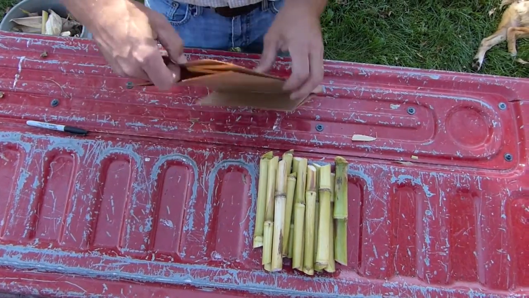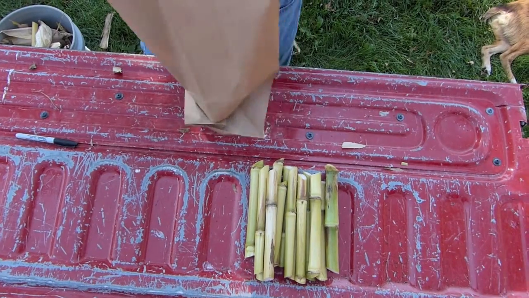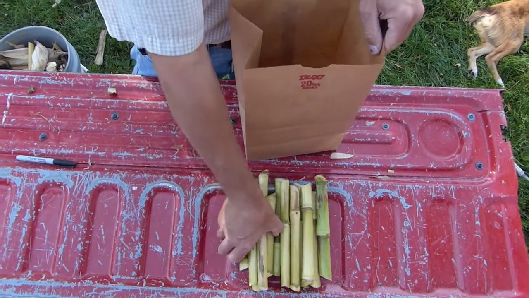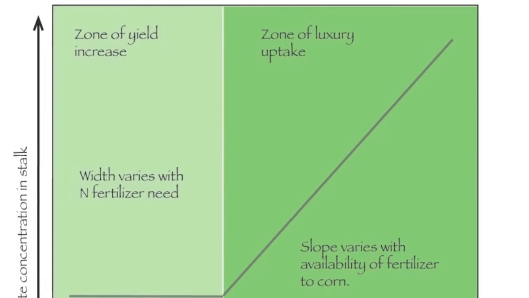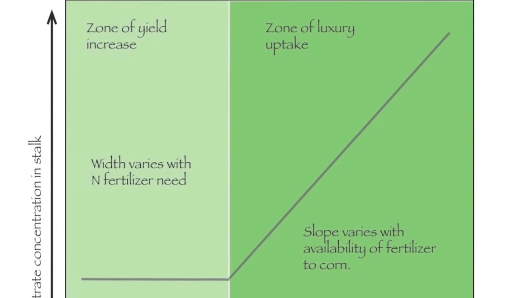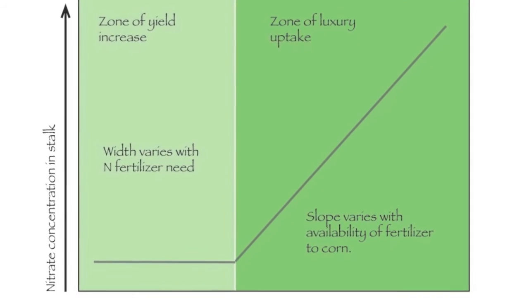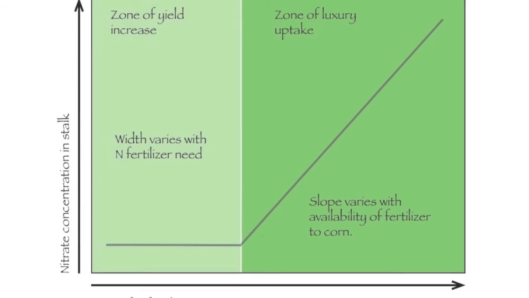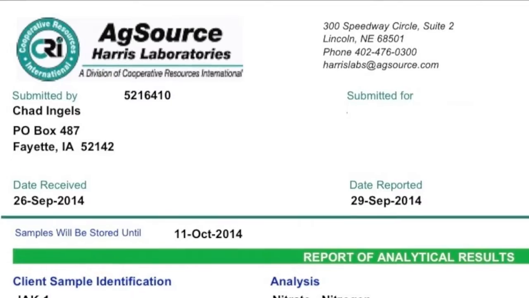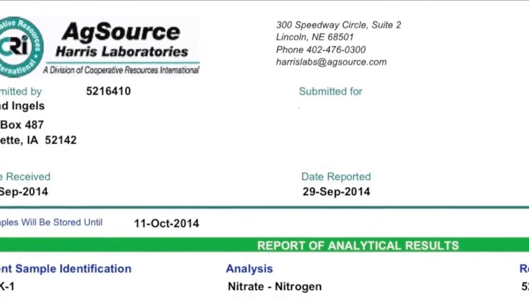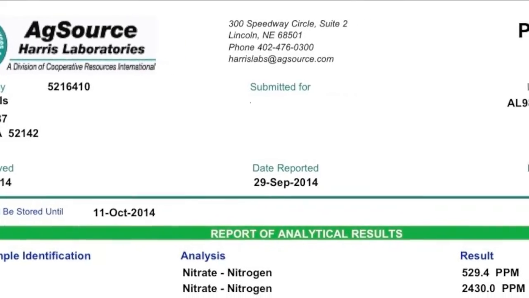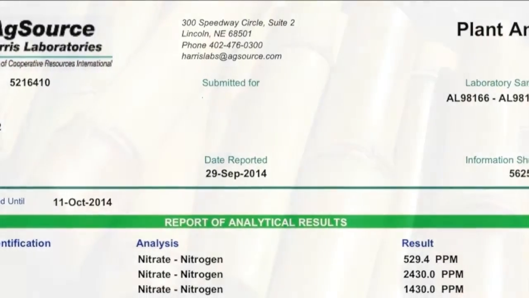If you can't send them to the lab within 1 day of cutting, place them in the refrigerator, but don't let them freeze. Nitrate concentrations in the corn stalks reflect all factors that influence nitrogen availability and needs during the growing season. The results will come back from the test lab as parts per million, or ppm, of nitrogen. Results are grouped into 4 categories.